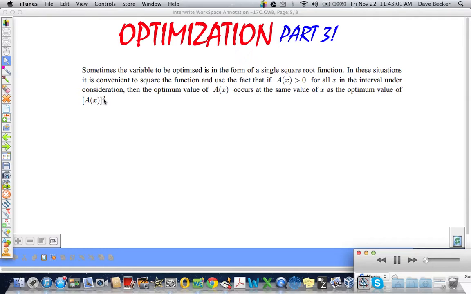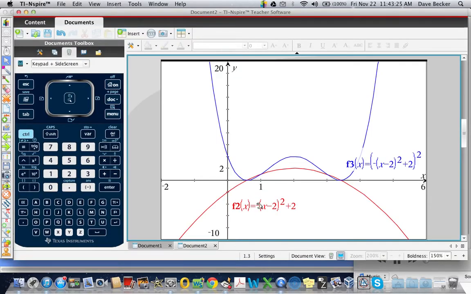What does that mean? Well, sometimes it might not be convenient to take the derivative of something in a particular form. But if we square it, it'll make it a lot easier. And what this is saying is if we square a function, the optimum value will still occur at the same x value. Okay, let me show you an example of that.